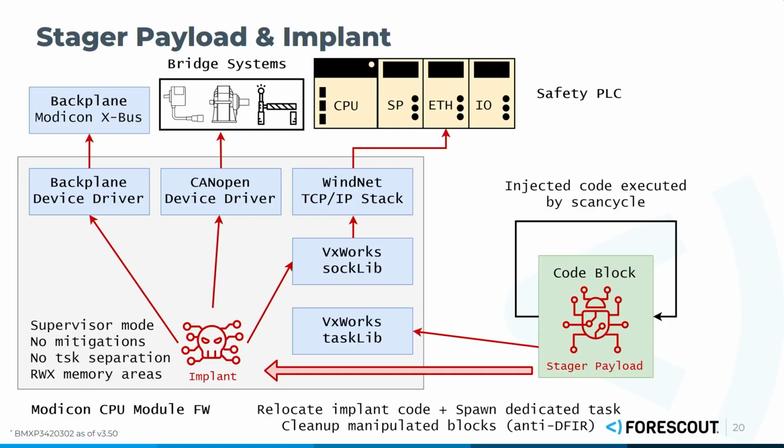And what we did with that is essentially this. Our code is executed as part of the regular scan cycle, but we want to get out of the runtime executive because we have to deal with watchdogs and all kinds of restrictions. So we initially inject a stager payload, and that stager payload allows us to move to a different area of the M340 firmware where we have arbitrary access to talking to the backplane device driver, the CANopen device driver, the VxWorks socket library, and so on. And that allows us to have this detailed manipulation of the field devices that are connected to its CANopen bus that otherwise would not have been possible.